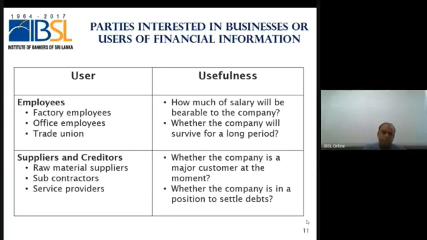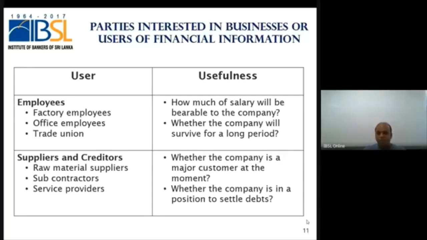And the next category is known as the suppliers and creditors. People who supply goods to the company, such as raw materials, subcontractors, service providers. They are also interested in this company. They need to know the financial information of the company. Why?